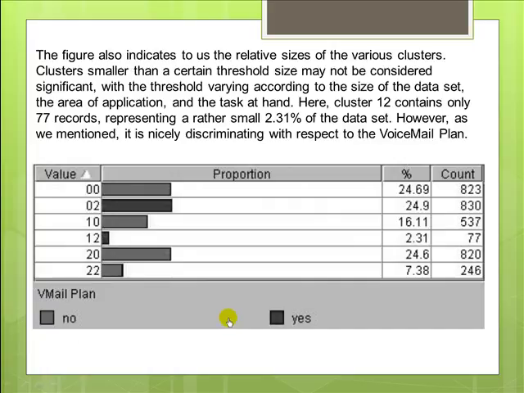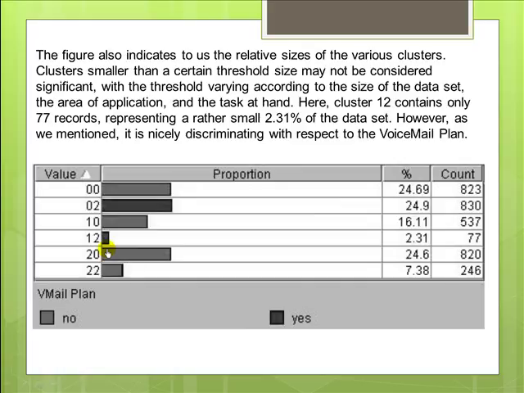The figure also indicates to us the relative sizes of the various clusters. Yeah, we saw that. Clusters smaller than a certain threshold size may not be considered significant, with the threshold varying according to the size of the data set and the area of application and the task at hand. Not sure about that, but that's what he says. So maybe this cluster is so small that we don't consider it important, but I don't think that's necessarily true.